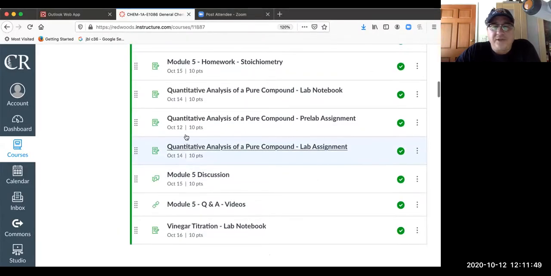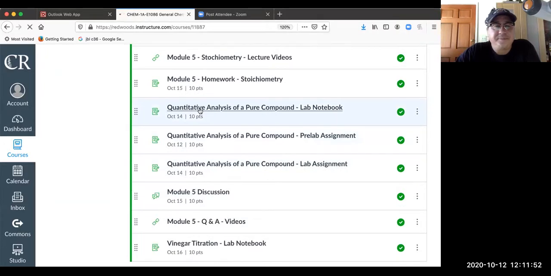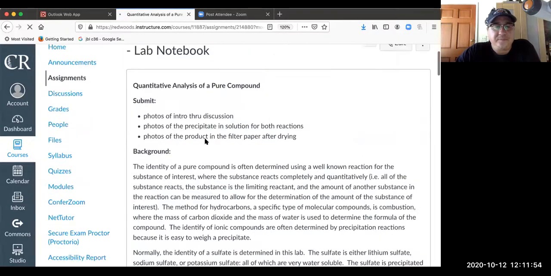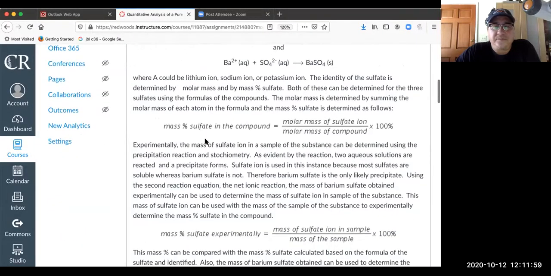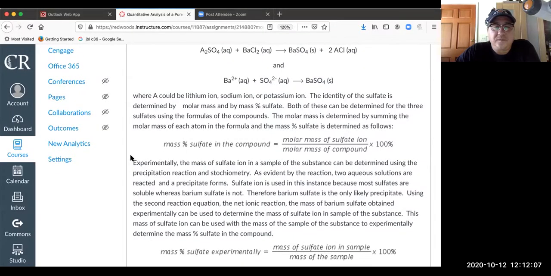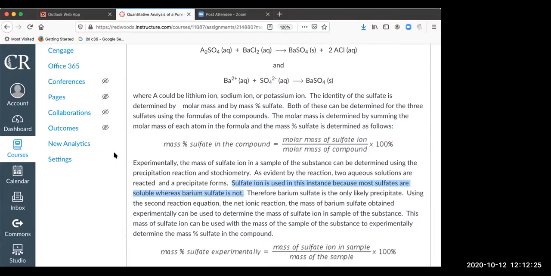Okay, so here's the lab notebook. Okay, so can you see the highlighted text? Yeah. Why don't you go ahead and read that?